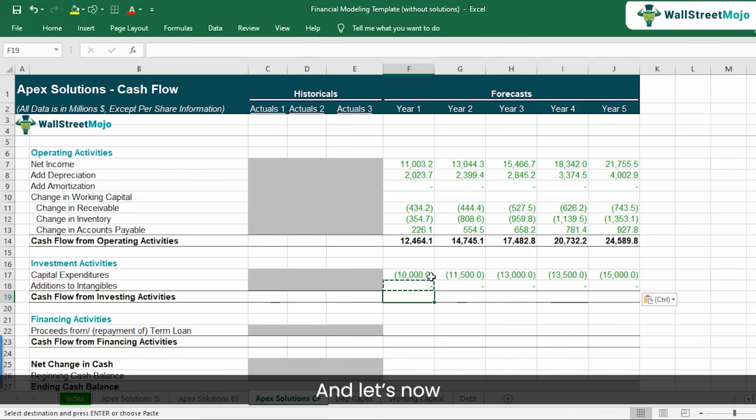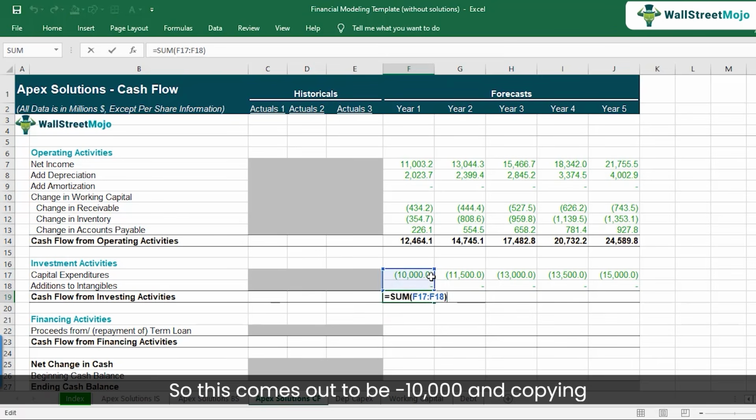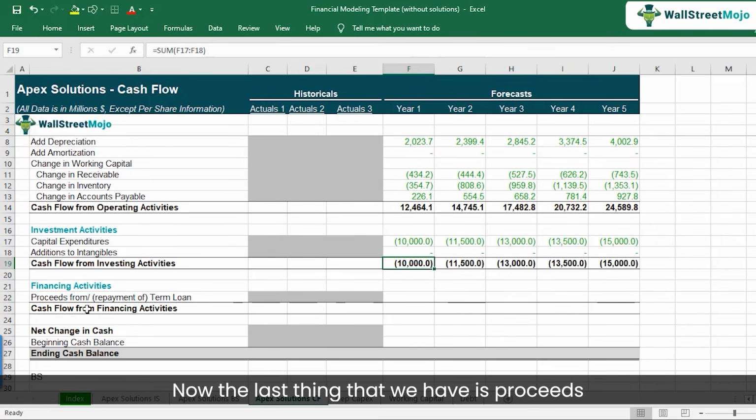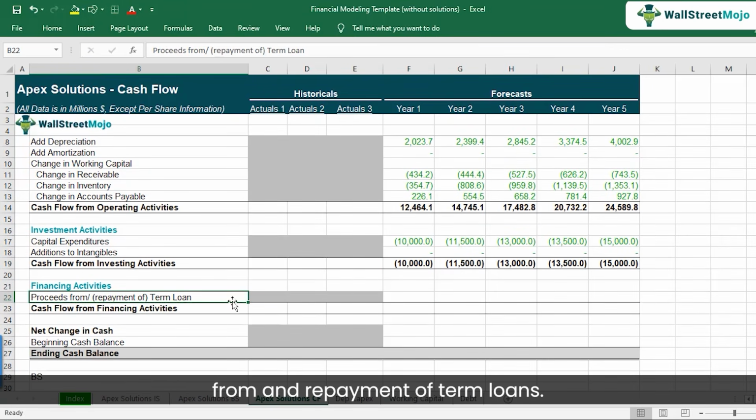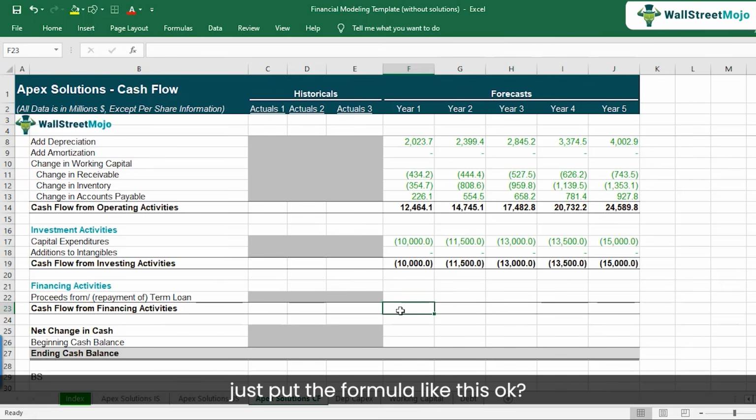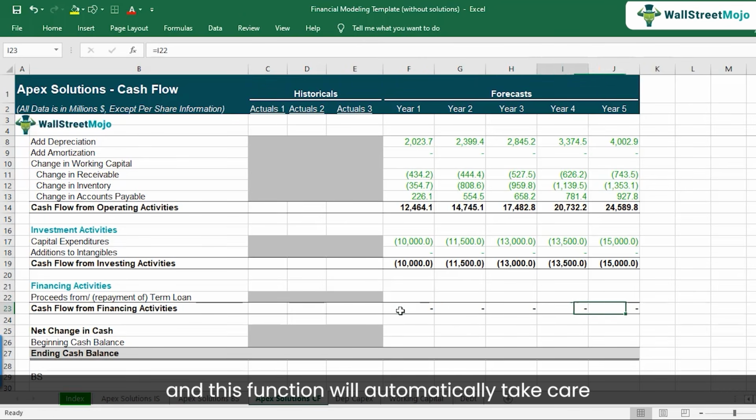Now let's complete the cash flow from investments. This comes out to be minus 10,000, and we copy and paste across for the other years as well. The last thing we have is proceeds from and repayment of term loans. Obviously, we have not discussed the debt part yet, so all of these numbers are going to come from the debt schedule. But for now, we'll just put the formula like this. We'll assume that this is going to come in the future and this function will automatically take care of the proceeds and repayments of the term loan.